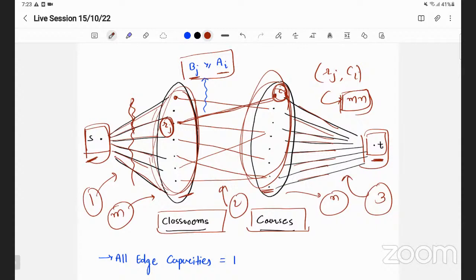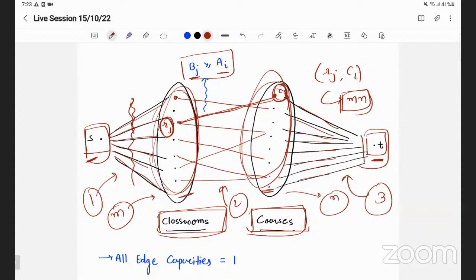We want to find the maximum flow, the maximum matching between classrooms and courses, for which we have constructed this flow graph, in which we have assigned the source and sink vertex. Just the edge capacities are remaining. Can anyone tell what the edge capacities will be? Okay, let me just go ahead with it.